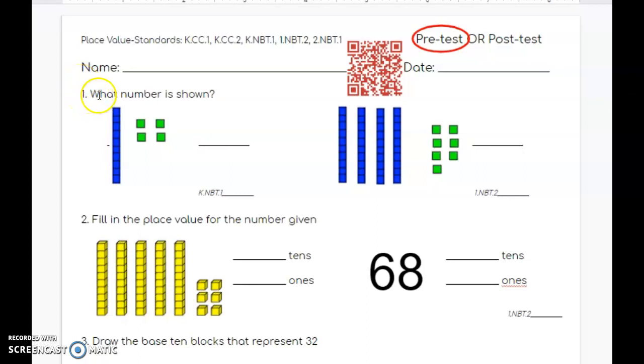The first question says, what number is shown? I have base 10 blocks here. I have longs and I have cubes. You're going to be counting how much is shown there and writing the number here on the line. So count that up and write the number on the line. I have a second one over here, longs and cubes. I'm going to count that whole number together, and I'm going to write that answer here on the line.